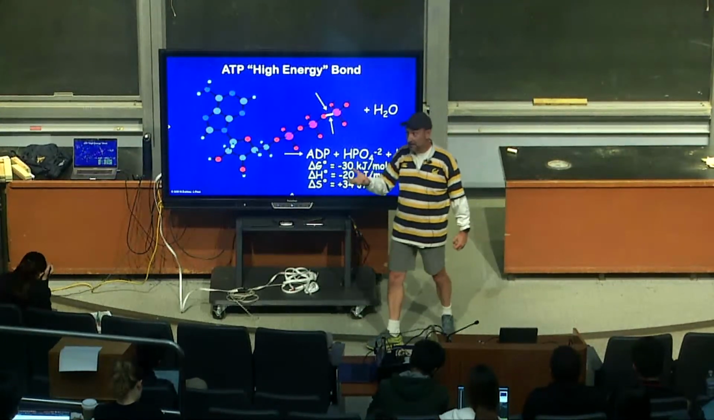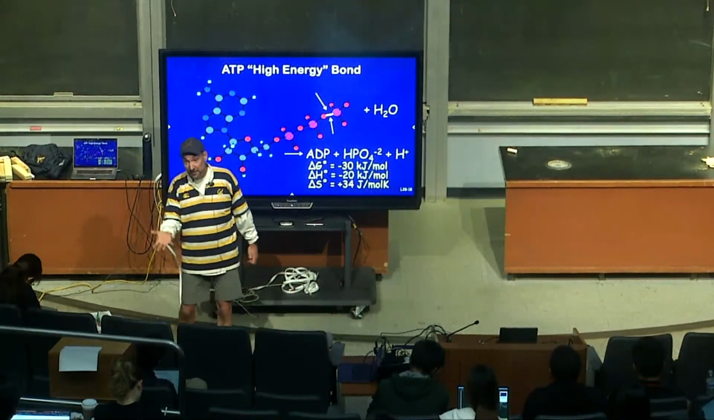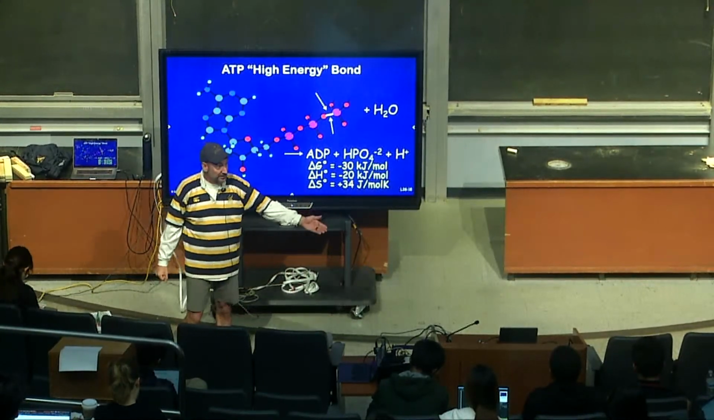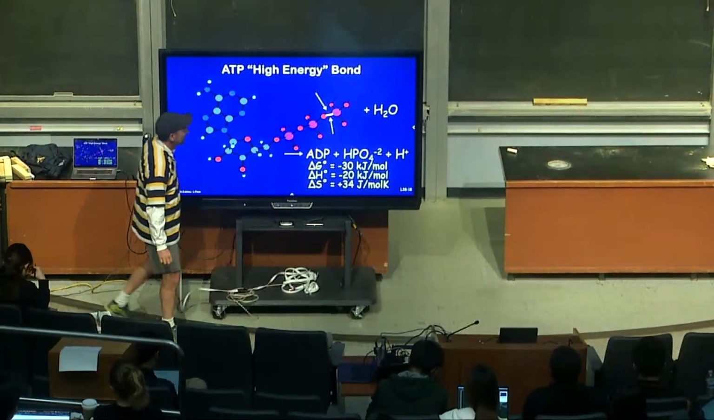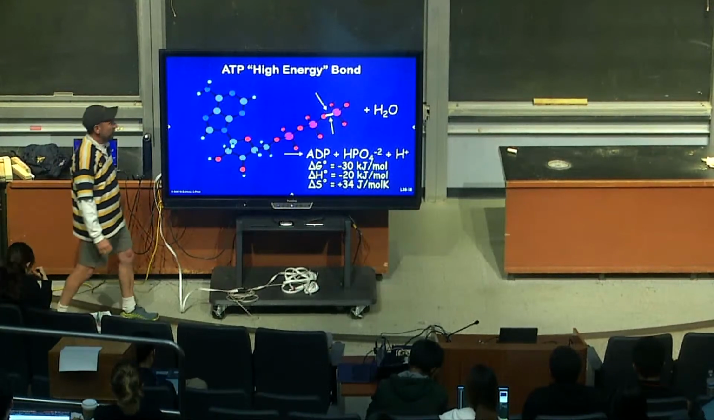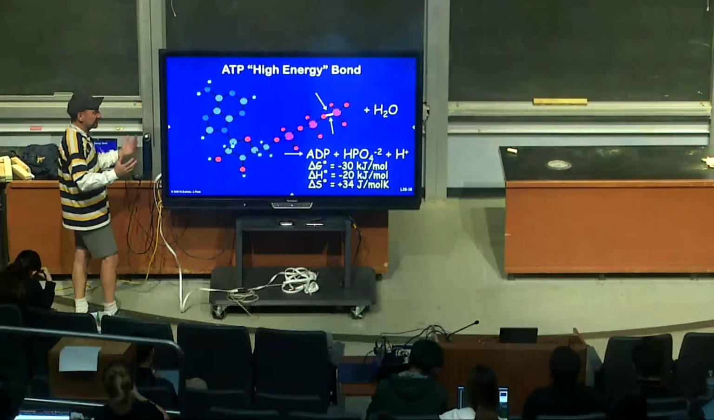But system entropy could go up or down. Enthalpy could go up or down, and it could still be spontaneous. You have to look at the combinations of the enthalpy and the entropy. But remember, don't be confused.